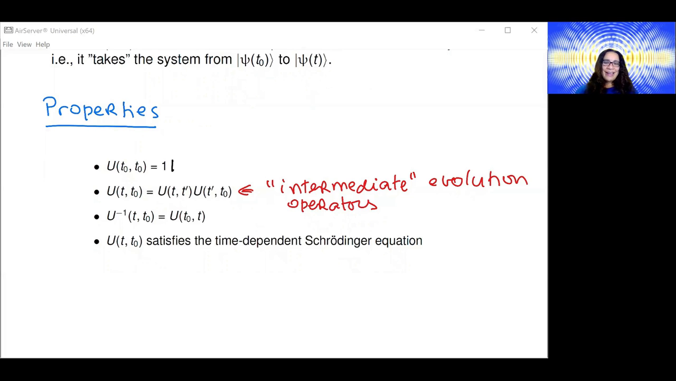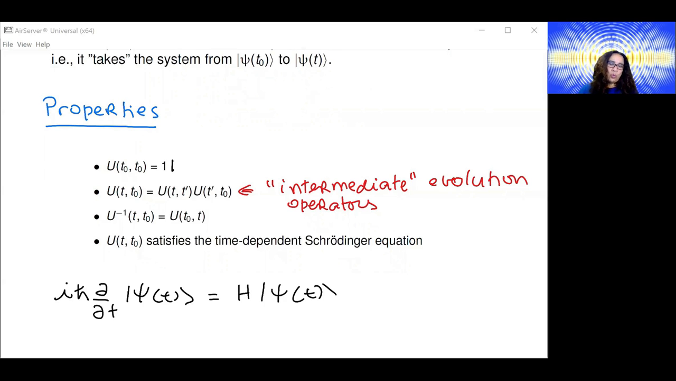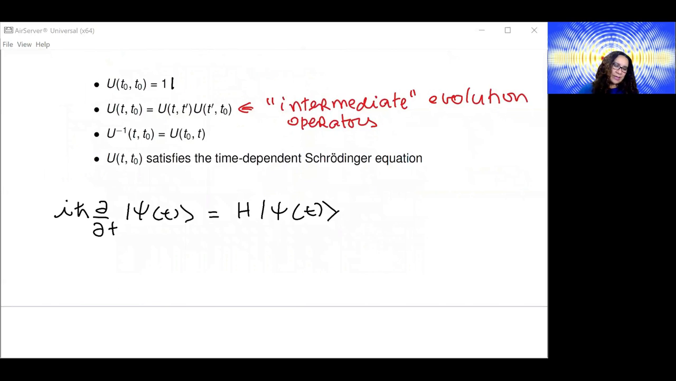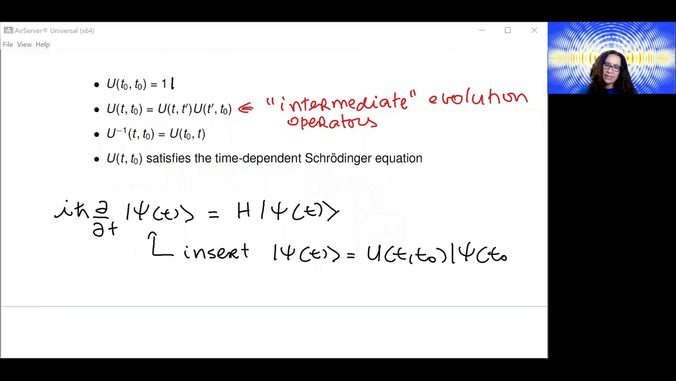So let's prove that. If you tell me I don't believe you, let's have a look. So you have then the time-dependent Schrödinger equation, which is i ħ d/dt psi t equals H psi t. One thing that I can definitely do is here I can insert psi t being equal to U(t, t naught) psi t naught, right?